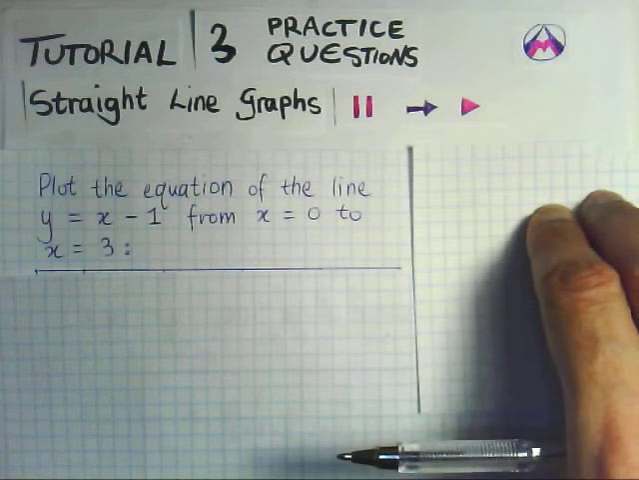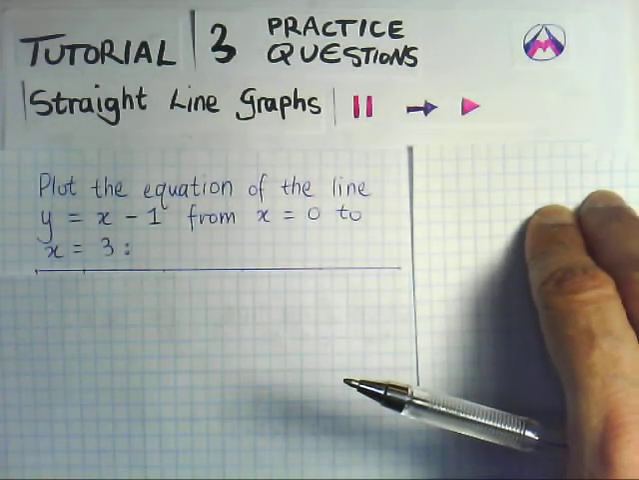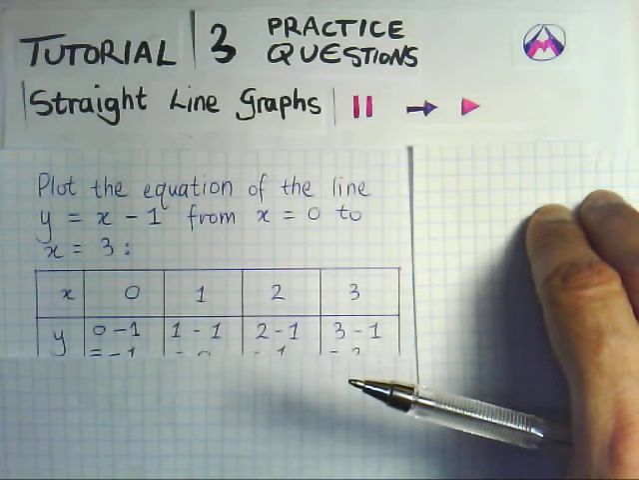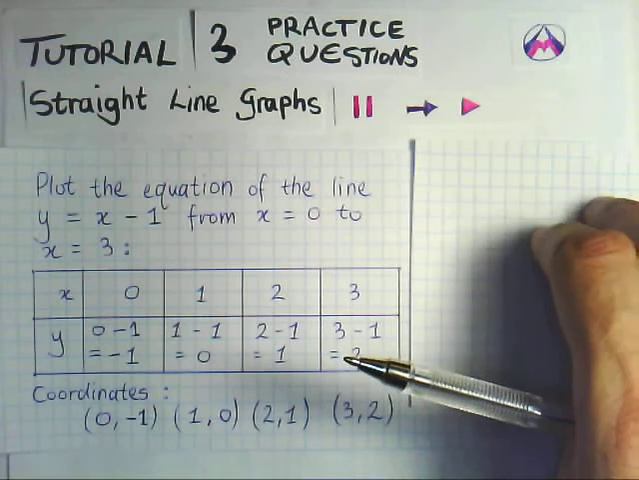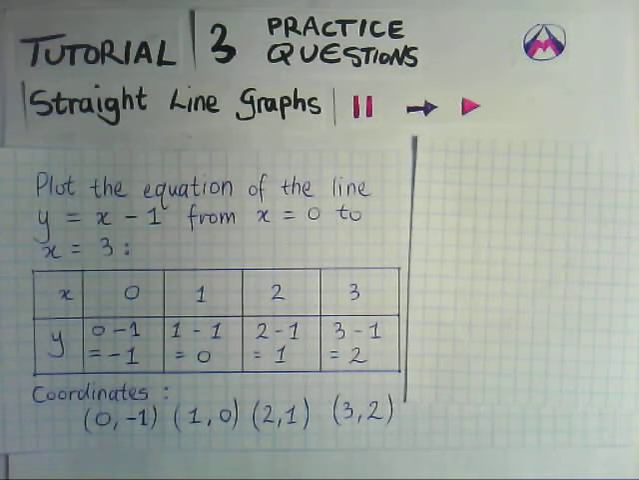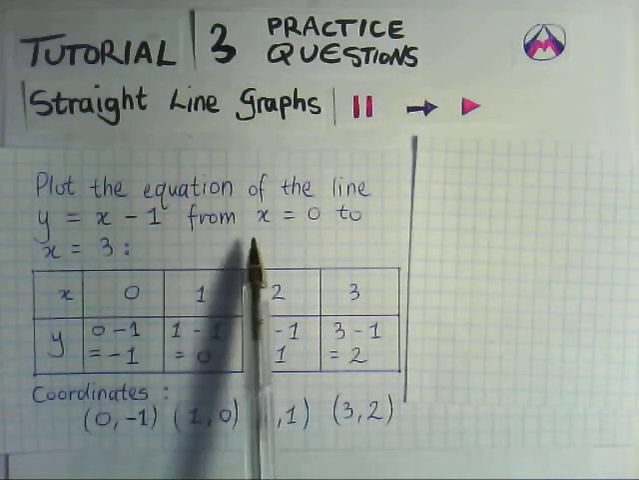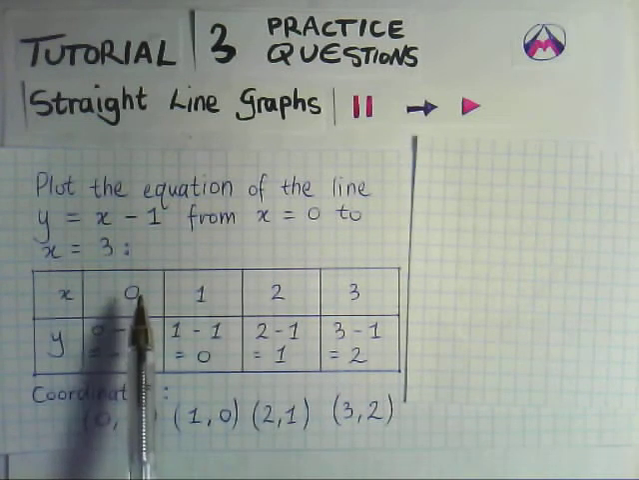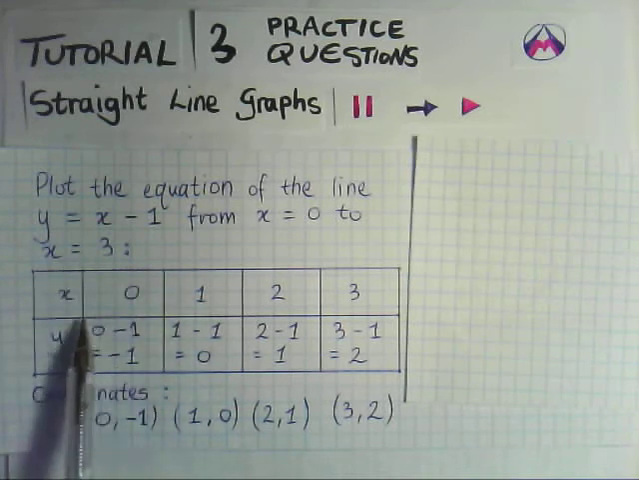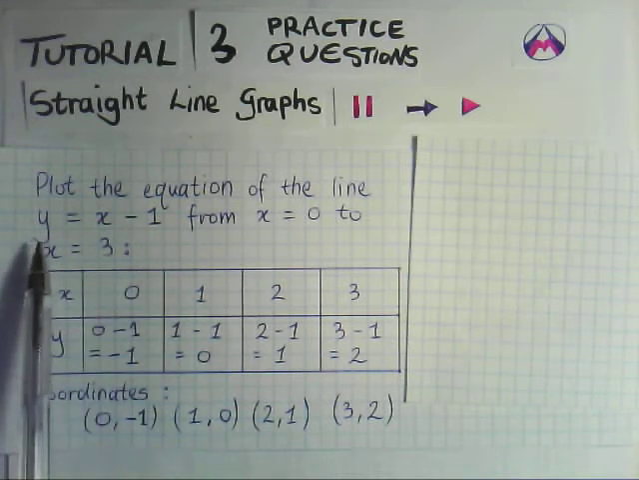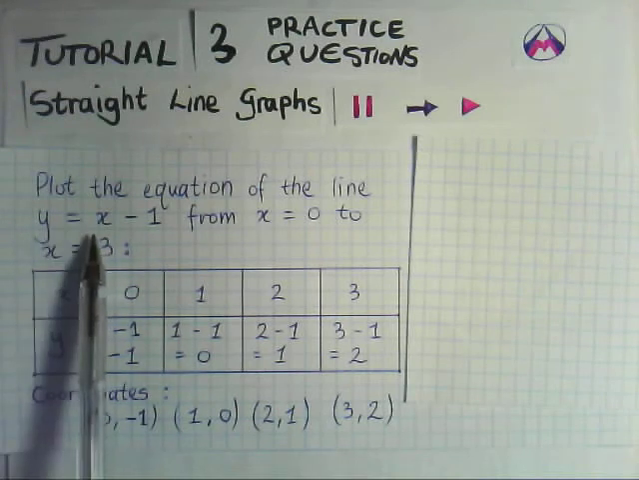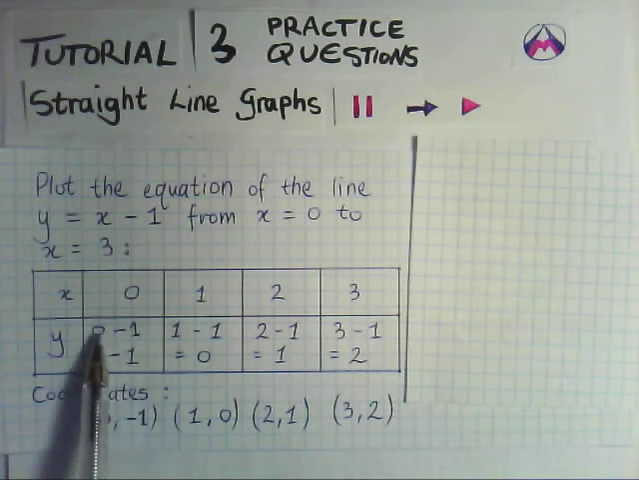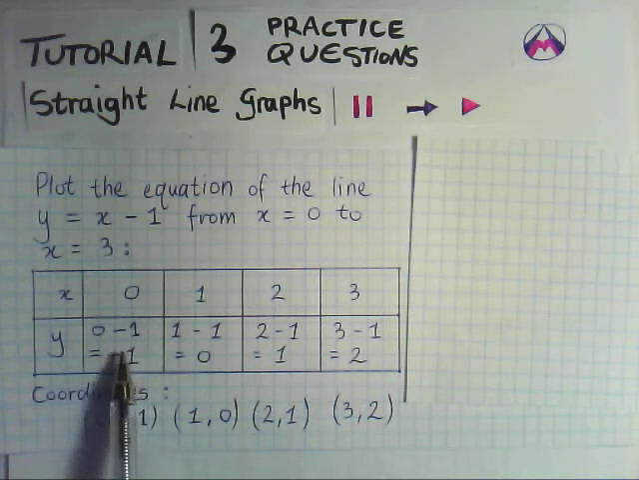Now, the table of calculations that you should have developed would have looked a bit like this. So we can see that the first value of x that we are required to think about is x equals 0. Okay, so when x equals 0, what does y equal? Well, we substitute this value of x into our y equation, so we get y equals 0 minus 1. So y equals negative 1. So there's our answer of y equals negative 1.